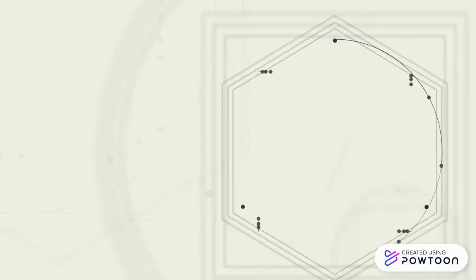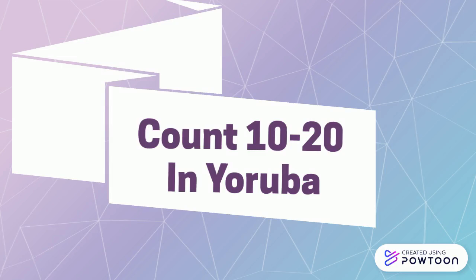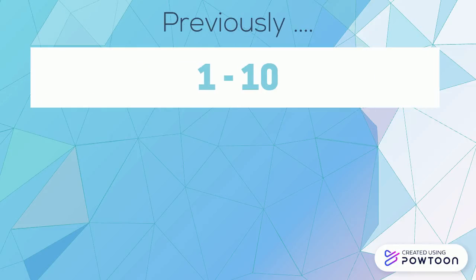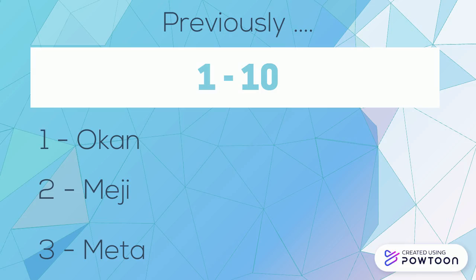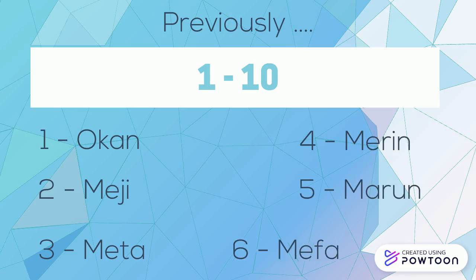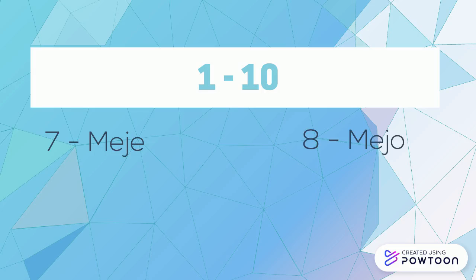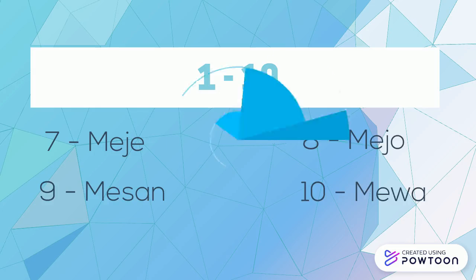Today we're looking at episode 11 and we will learn how to count from 10 to 20 in Yoruba. If you remember our last episode, we looked at 1, okan, 2, meji, 3, meta, 4 is meri, 5 is maru, 6 is mefa, 7 meje, 8 was mejo, 9 mesan, and 10 mewa.